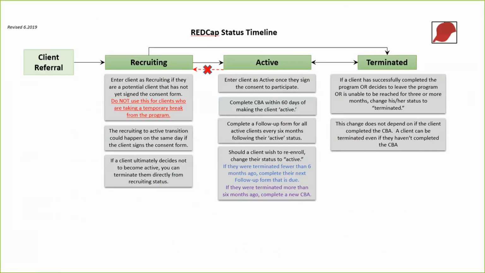A client should be entered as recruiting status if they are a potential client that has not yet signed the consent form. You should not use this status for clients who are taking a temporary break from the program. It is possible for a client to move from the recruiting to active status on the same day if the client signs the consent form. If the client ultimately decides not to become active, you can terminate them directly from recruiting status.